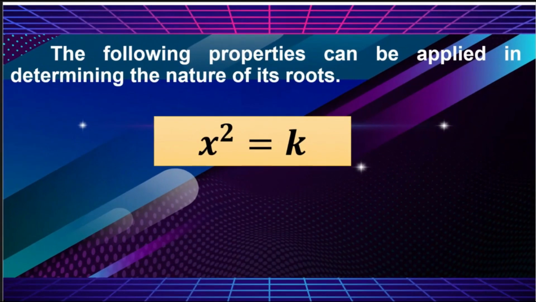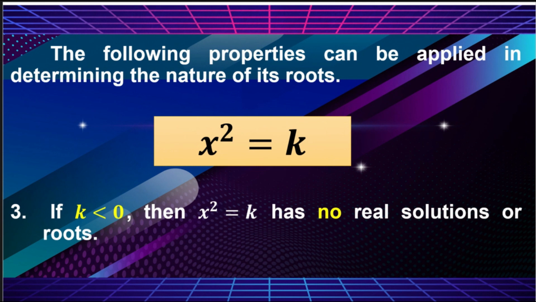Third property. If k is less than 0, then x squared equals k has no real solutions or roots. Now, what do you mean by this? k is less than 0. These are numbers which are negative. So if your k, if your constant is a negative number, then you don't have any solution.